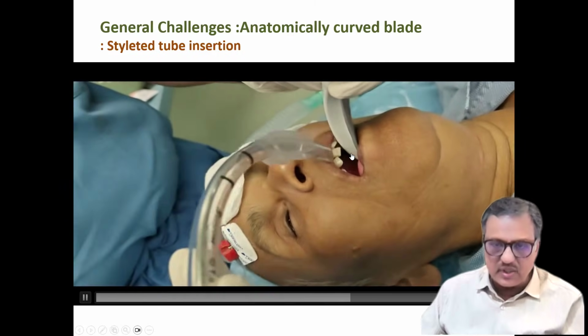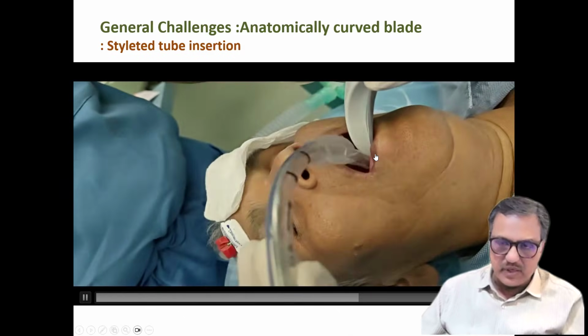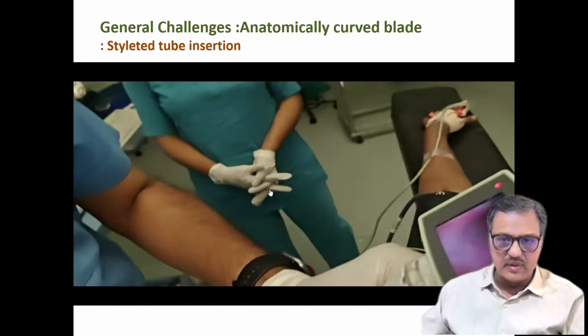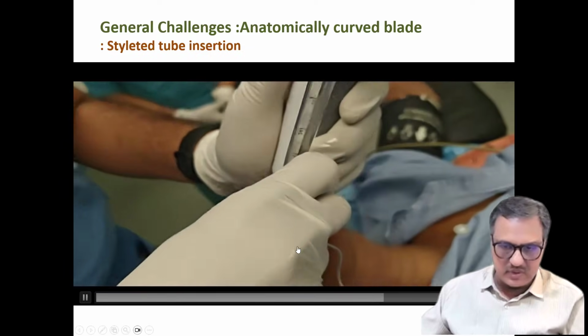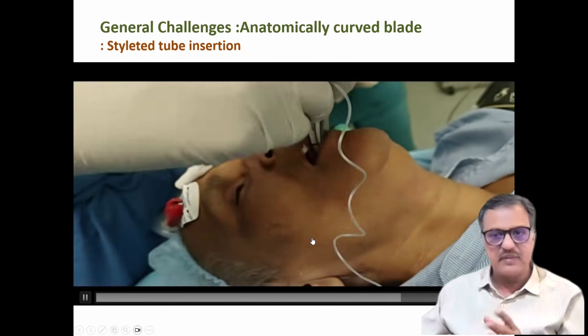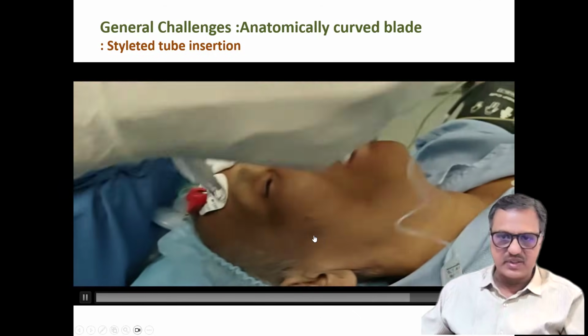And I am also generating the space by shifting the mandible caudally. So from the angle of the mouth and rotating towards the larynx. This is the way you should insert the tube.